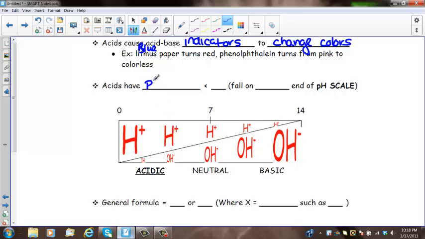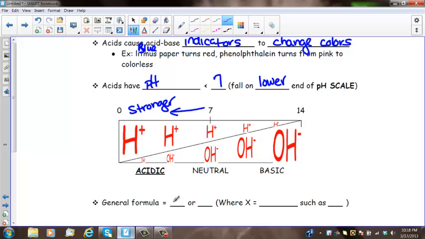Acids have pH values less than 7, and they fall on the lower end of the pH scale. So 7 is neutral. Here's my acidic range in here. And what you need to remember is that as we go away from 7 towards 0, this becomes stronger. So closer to 0 is stronger, closer to 7 is weaker.